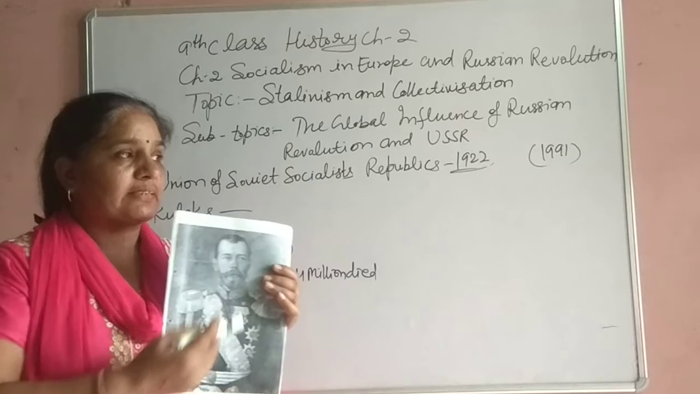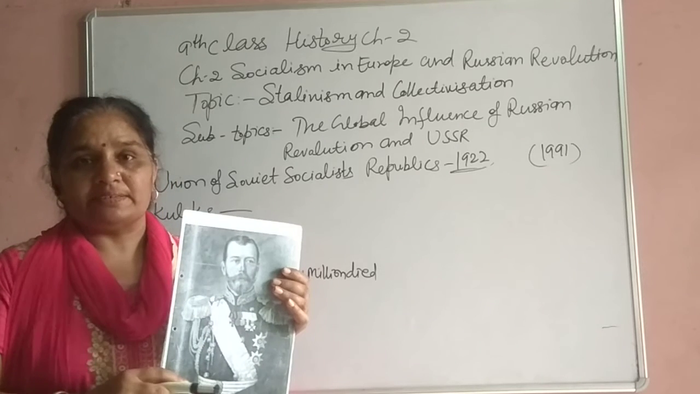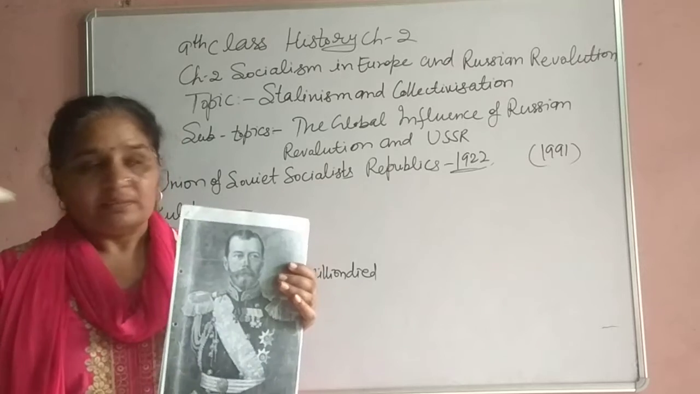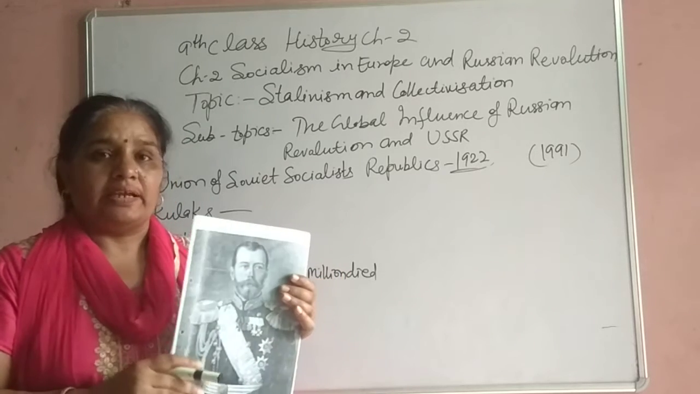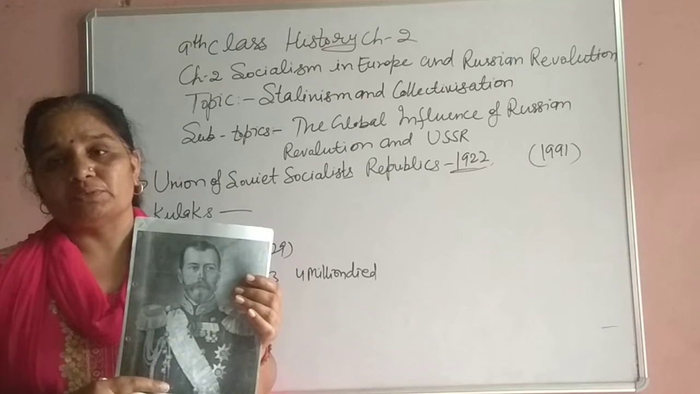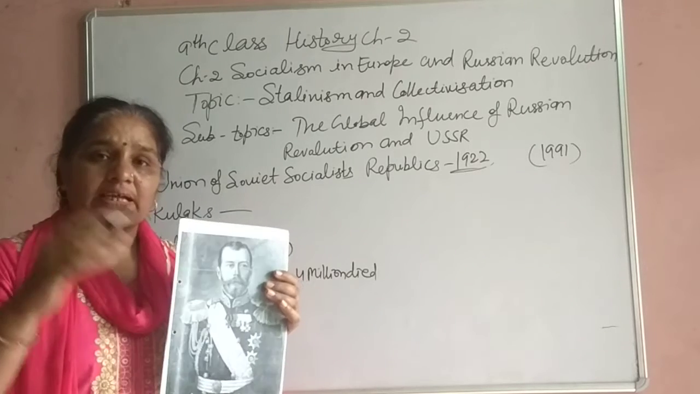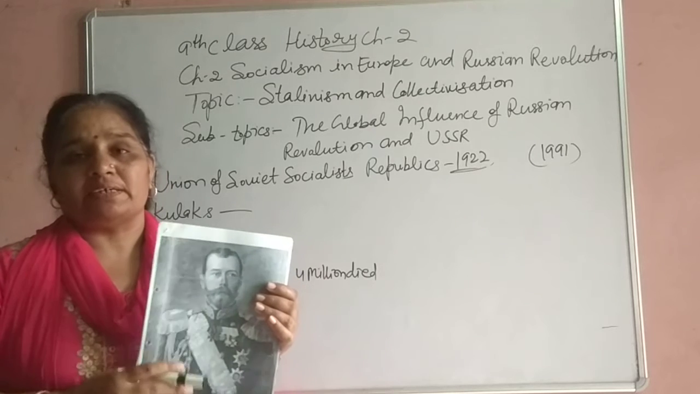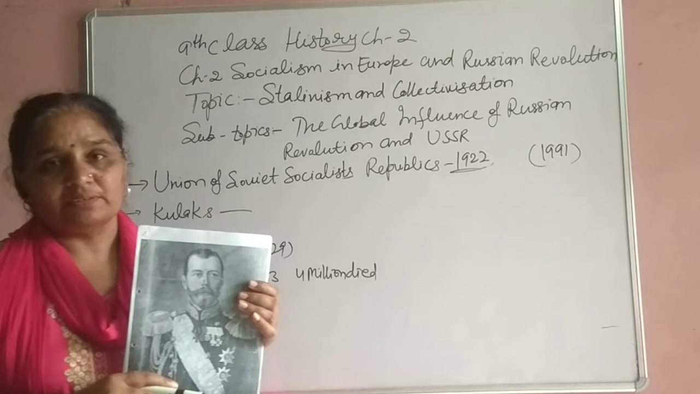So they raised their voice against him. Next, we have discussed the February Revolution. On 22nd February 1917, a revolution started from the western part of the Neva River, and people were snatching food items from the shops due to the lack of food. Within six or seven months, the revolution started again. That is famous and known as the October Revolution.